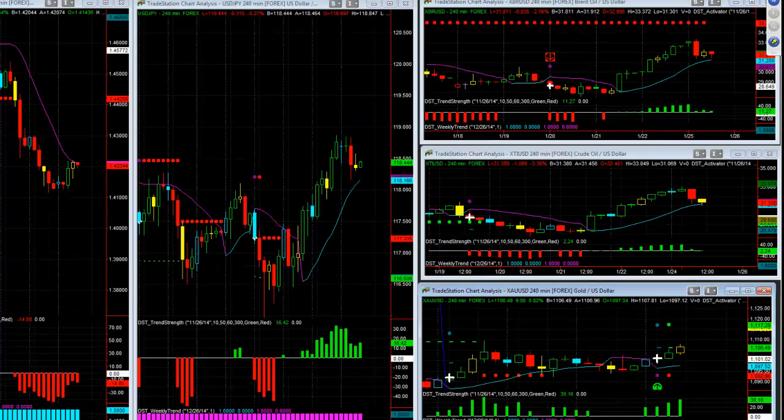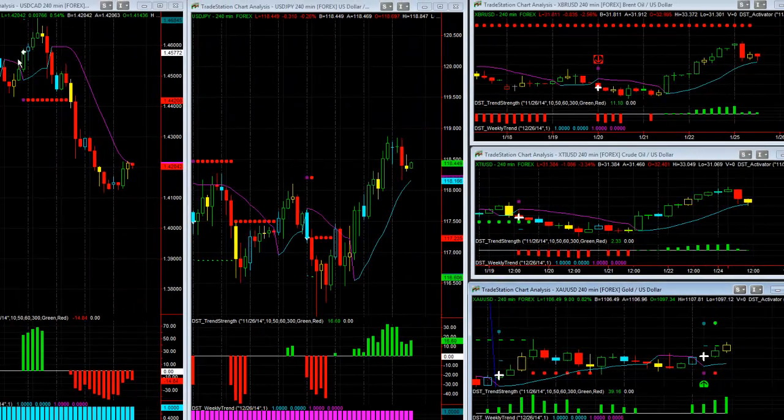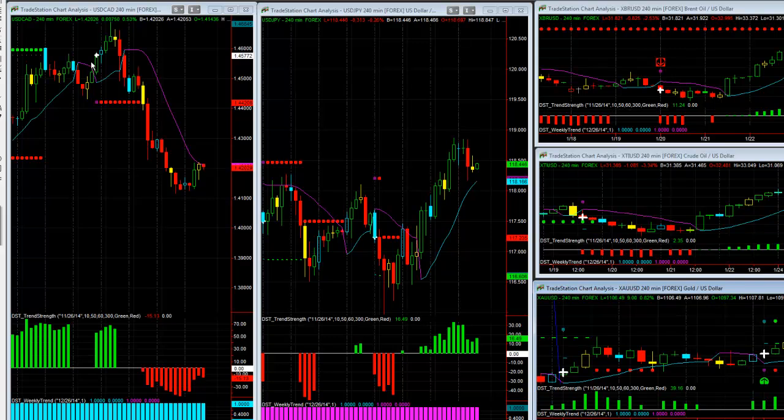Rounding out the final two pairs, and then the other pairs, the dollar Canadian, we have no new trades. And the weekly trend is up, and it's been down for a while. And the dollar yen, the trend is down, and so we don't. It's obviously the strength is up, so we could get a setup if the strength weakens on the dollar yen. I'm going to go full screen on the XBR.